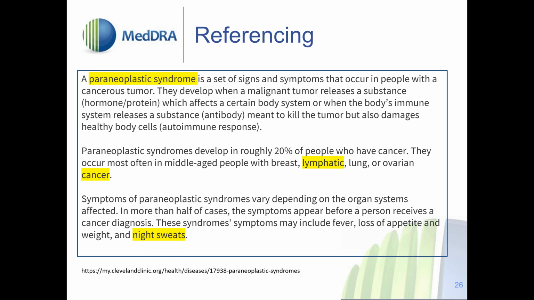These paraneoplastic syndromes develop in about 20% of people with cancer, particularly breast, lymphatic, lung, and ovarian cancer. So that fits with what we've got reported. So perhaps we could consider this to be a paraneoplastic syndrome. Then the reference went on to list some of the symptoms. If you look at the last line there, it suggests the symptoms may include fever, loss of appetite and weight, and night sweats. So this would fit with what we've got reported, that it could be considered a paraneoplastic syndrome.